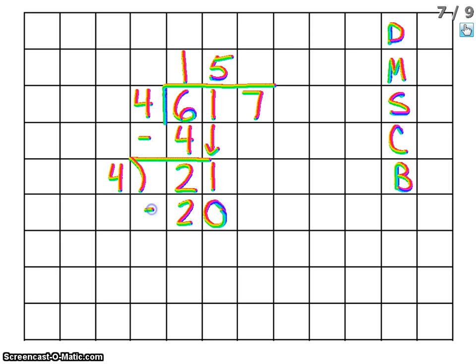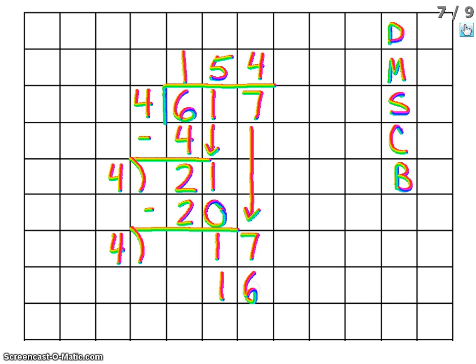So we've multiplied, now it's time to subtract. 21 minus 20 is 1. We check it, 1 is less than 4. Now it's time to bring down the next number in our dividend. And then we go through our steps again. 4 into 17 goes 4 times. 4 times 4 is 16. 17 minus 16 is 1. We check, 1 is less than 4.